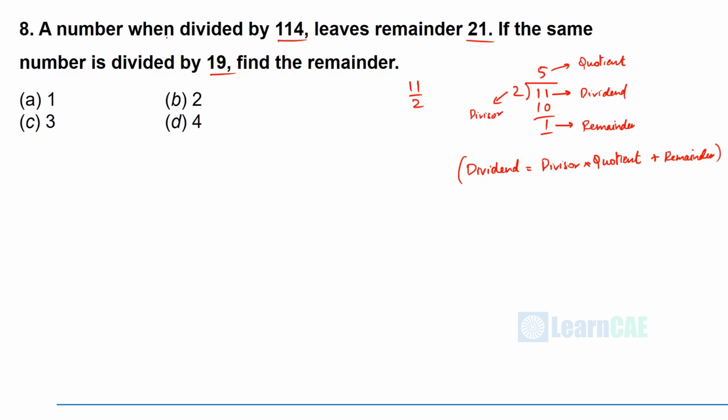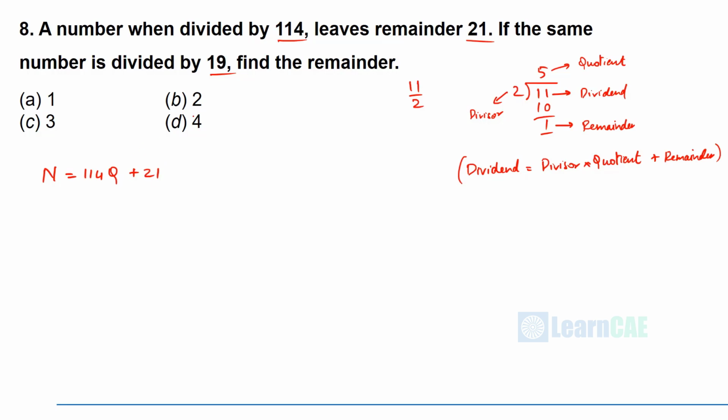So here they are saying the number when divided by 114 leaves remainder 21. Therefore the number n is equal to the product of divisor and quotient, that is 114 into, let the quotient be q, plus remainder, that is 21.